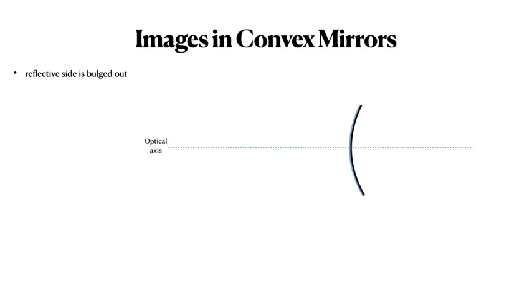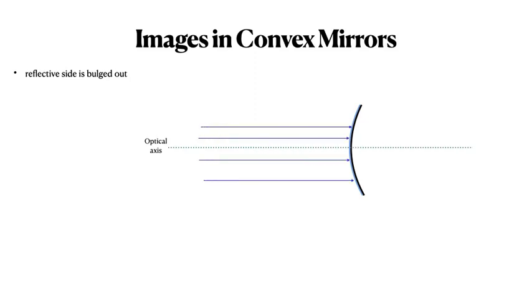Let's take a look at the last possible situation. What if we have a convex mirror instead? A convex mirror is one where the reflective side is bulged out rather than caved in. It still has an optical axis just like we had before, but this time if we imagine several light rays coming in that are all traveling parallel to the optical axis, if we construct normals and measure angles of incidence and angles of reflection, those light rays, when they reflect, they're all going to be spreading out like this.